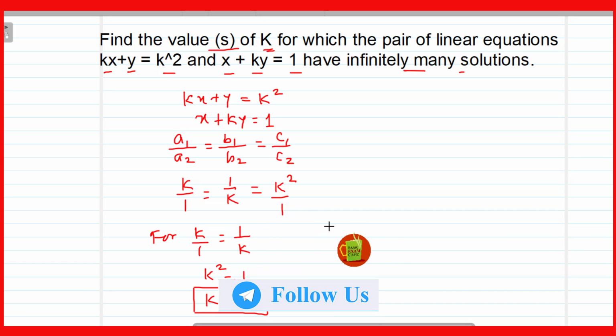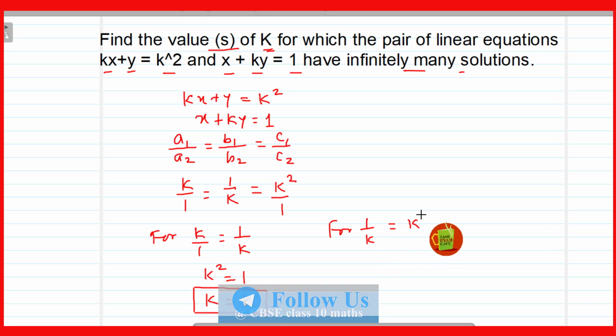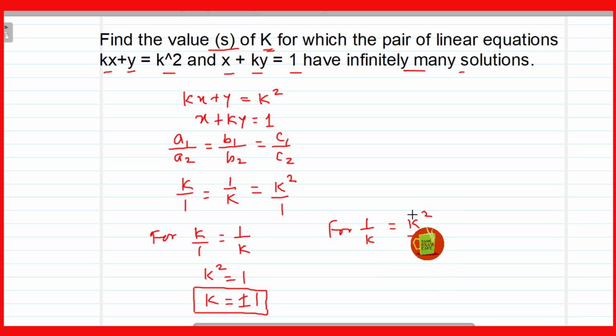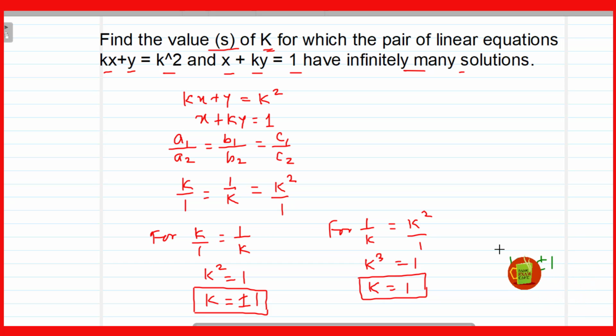Now for the ratio 1 upon k equal to k square upon 1, cross multiply, so it will be k cube equal to 1, and therefore taking the cube root of both sides, k will be equal to 1. So after solving these pairs we get k equal to 1 with this pair, and k equal to plus or minus 1 with the other pair, and therefore finally your answer will be that k should be equal to plus or minus 1. Then the given pair of linear equations will have infinitely many solutions.